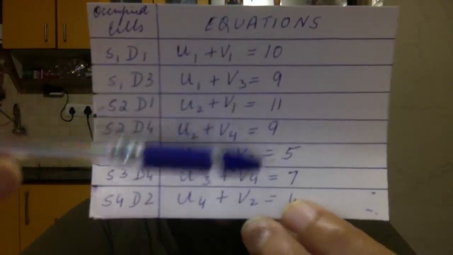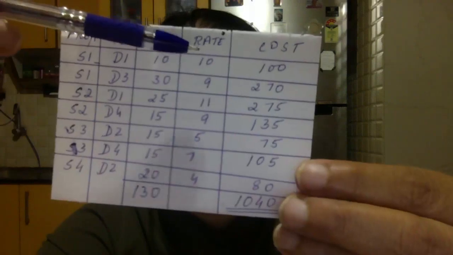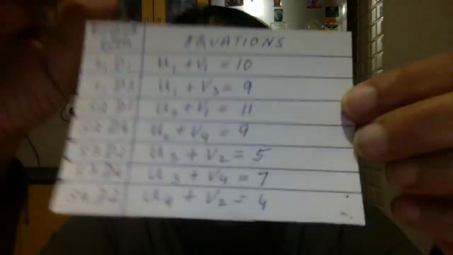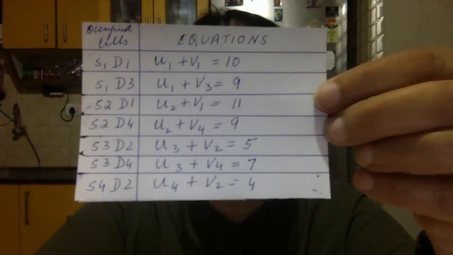Similarly, S1 will be U1, D3 will become V3. How did I get these numbers? That was the cost in the cell. See, in this you have the rate which you copied from the first matrix. That same thing we copied. So I made equations like this. Now in these equations, we have to solve these equations.